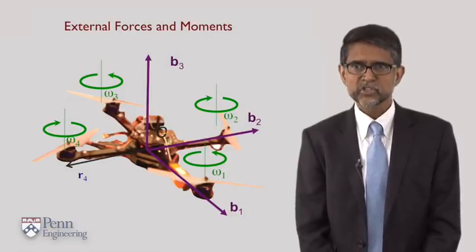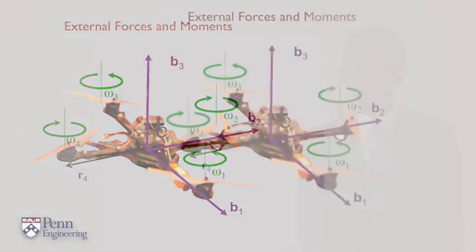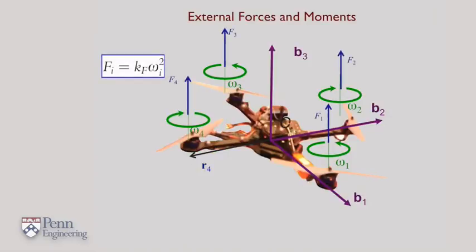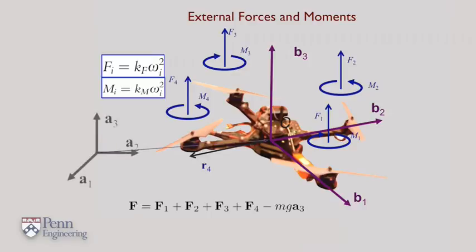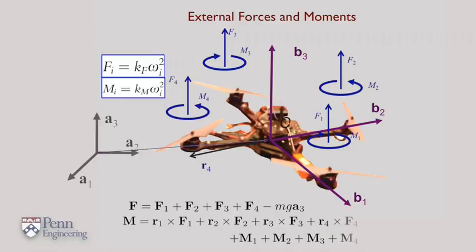Let's look at the external forces and moments that act on the airframe. We have four thrusts, F1, F2, F3, and F4, and then four moments, M1, M2, M3, and M4. The sum of the forces is obtained by adding up the thrust vectors and the gravity vector. The sum of the moments is obtained by adding up the reaction moments as well as the moments of the thrust forces. Again, these are vector computations. You have to add 3×1 vectors in each of these equations.